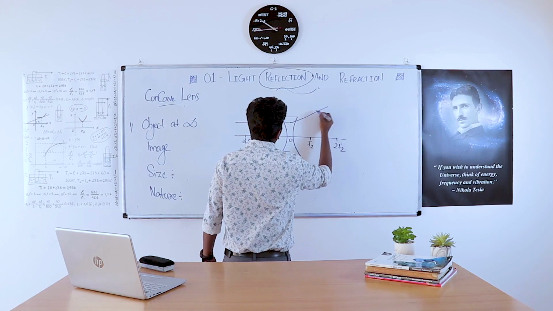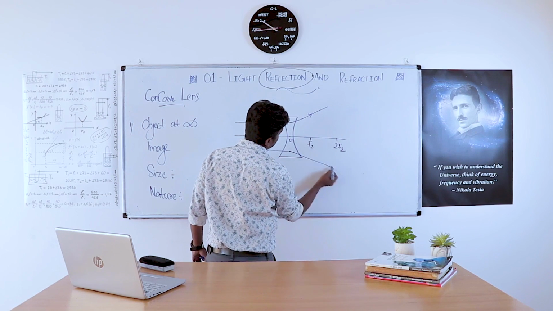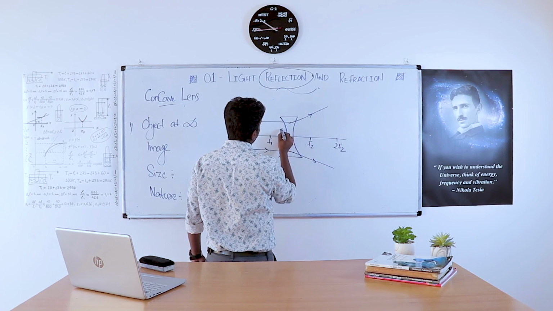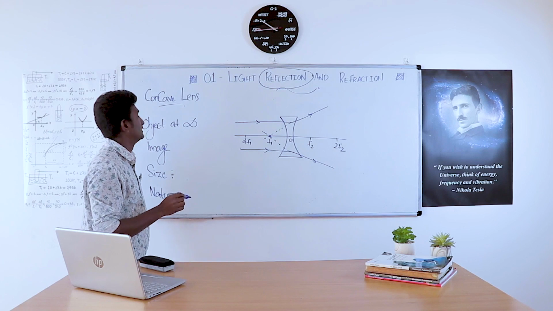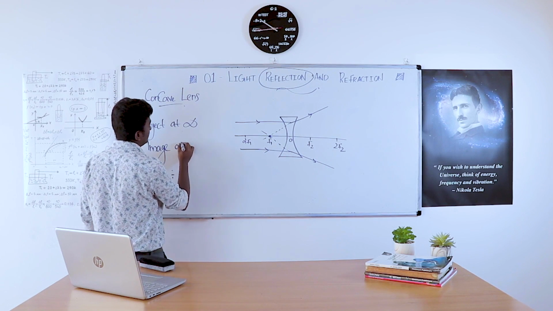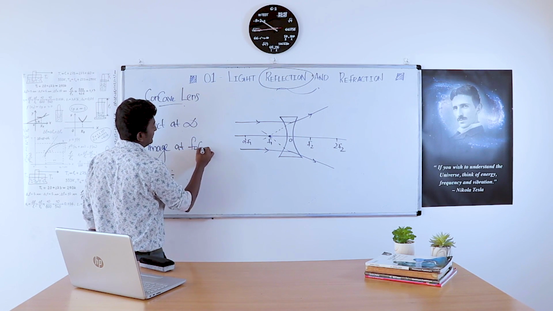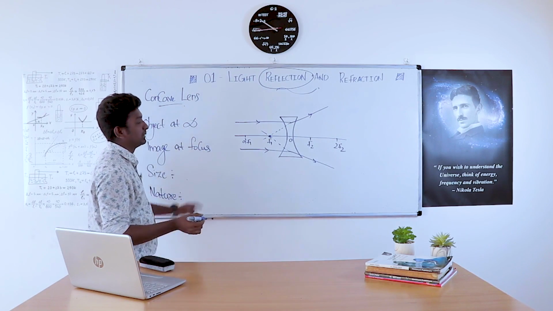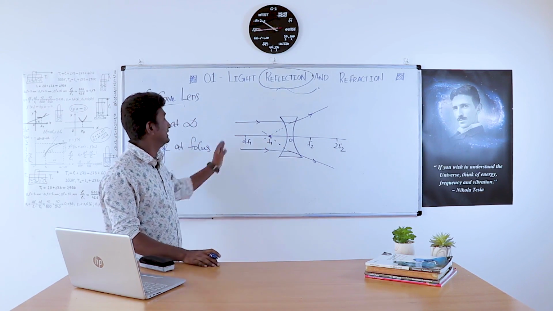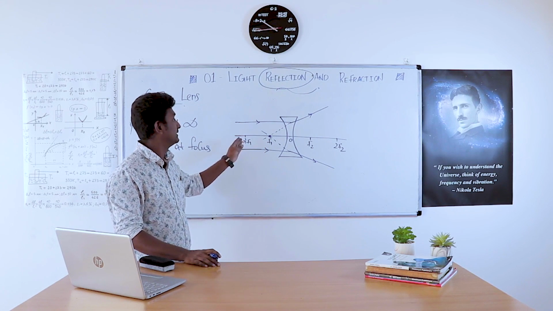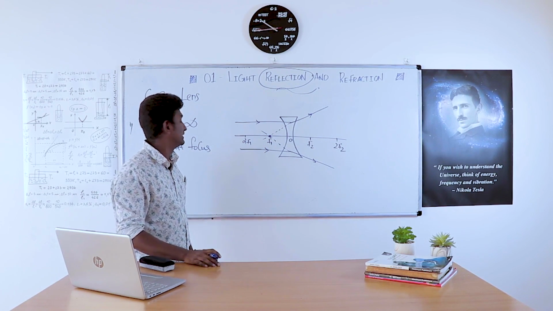As we all know, concave lens is a diverging lens. It diverges the ray of light passing through it. When it is extended to the back side, it will meet at focus. So we can say that image is formed at focus. But remember, it is the same side of the lens. Object and image are at the same side.